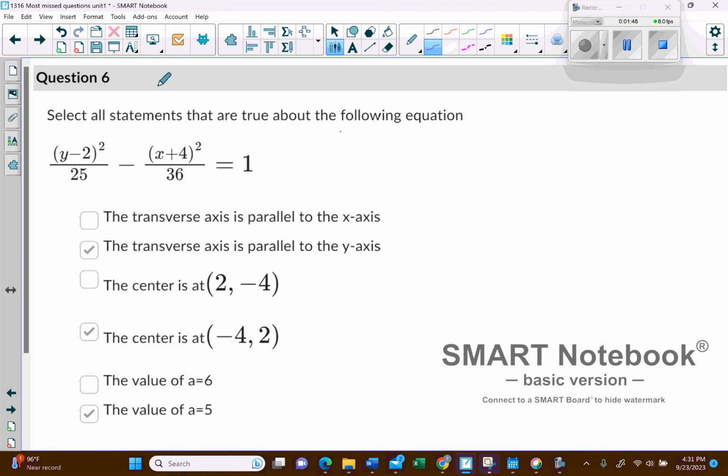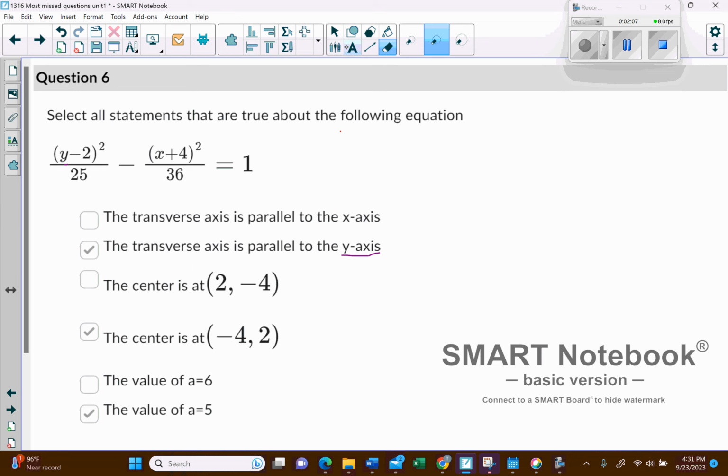Okay, so let's look at the other ones you sent. You asked about number 6, and it looks like you already answered it, so let's see how you did. It says the transverse axis is parallel with the y-axis. Well, it's going to be parallel with whatever variable shows up first, and that is y. So yes, very good. That one is correct.